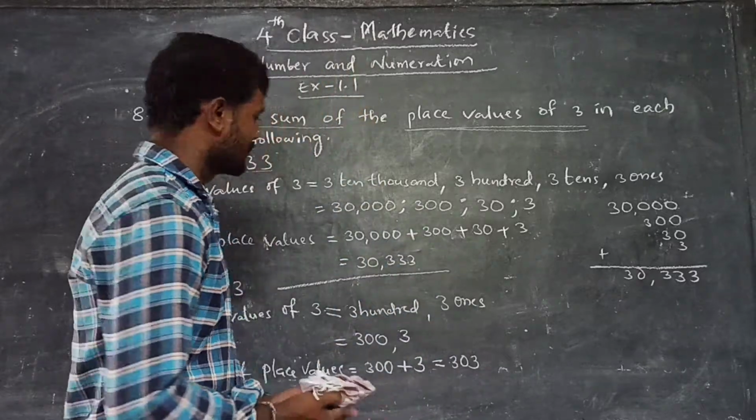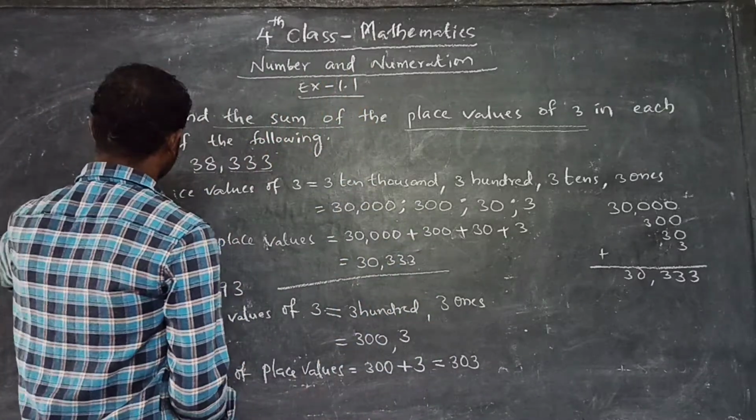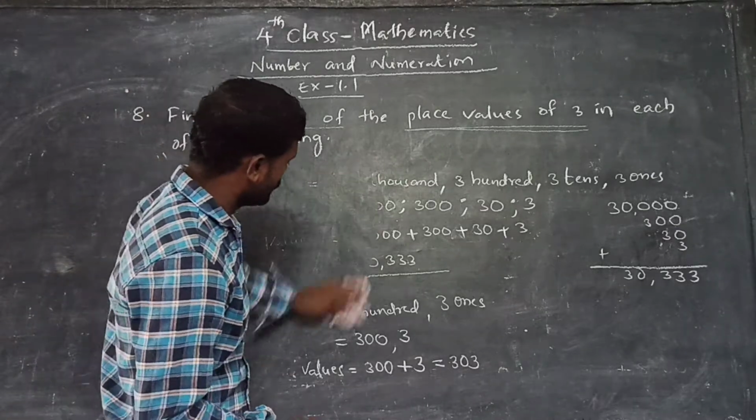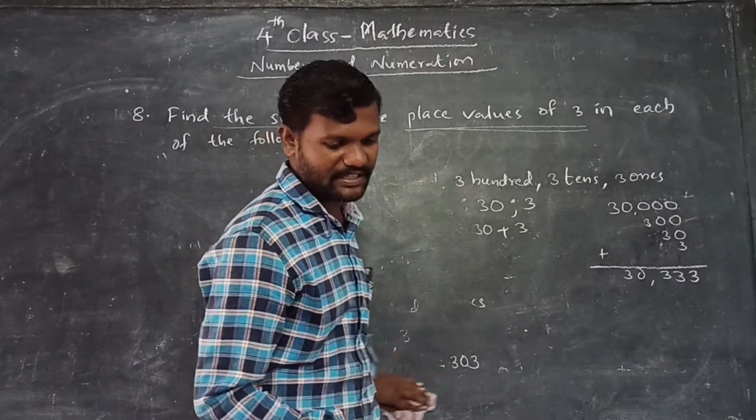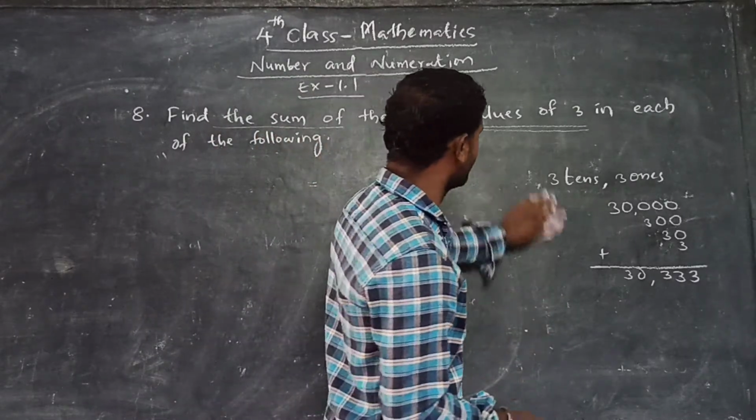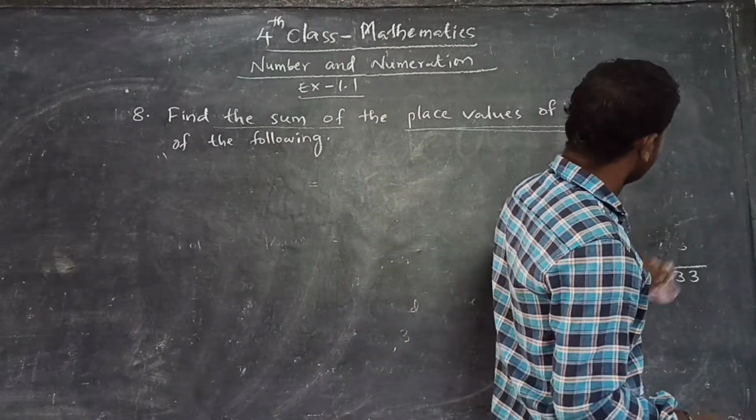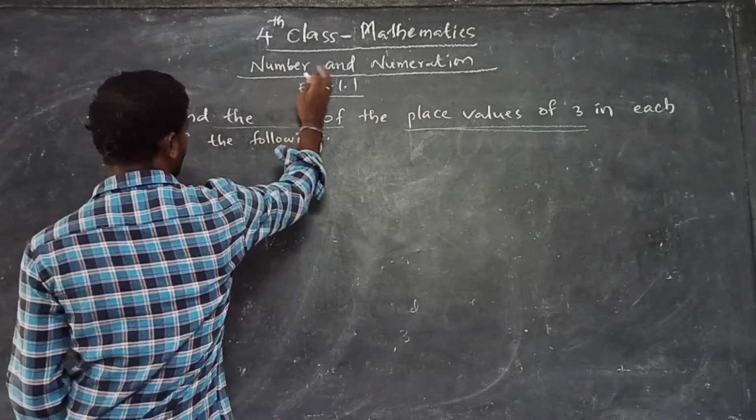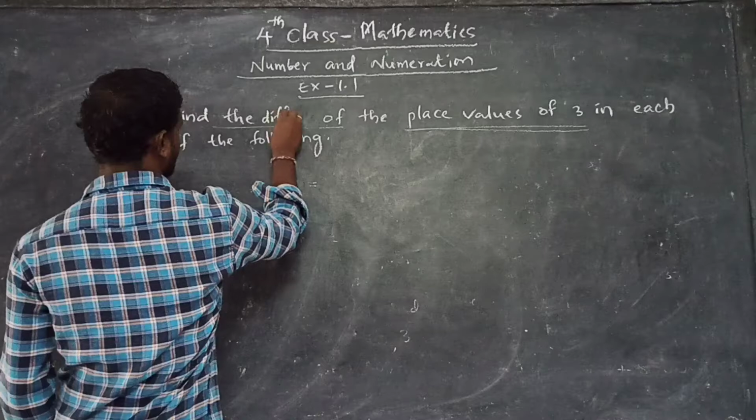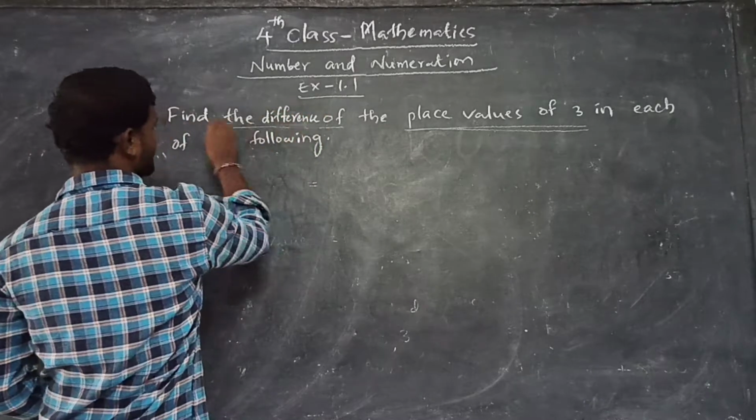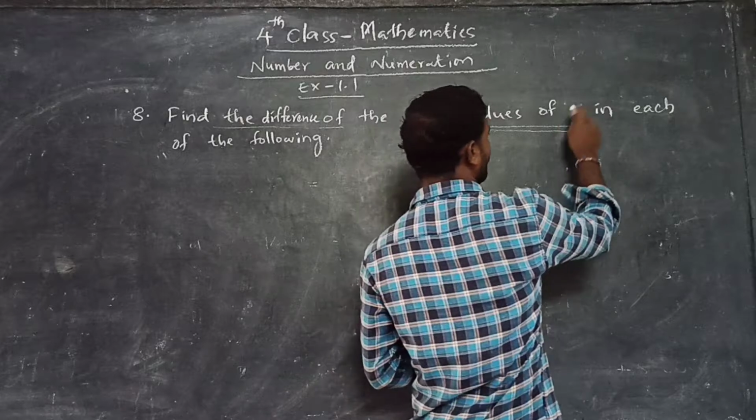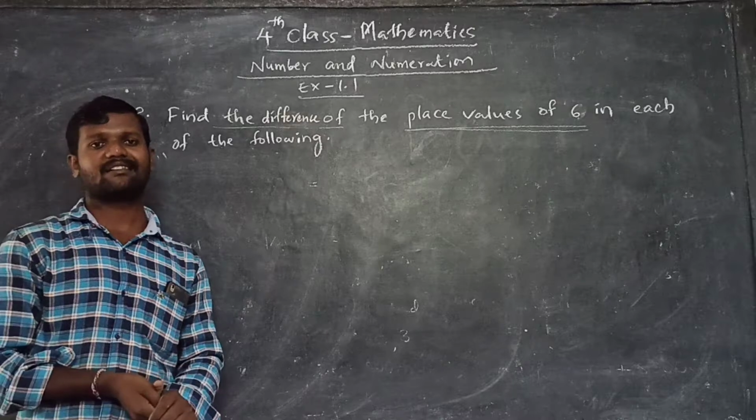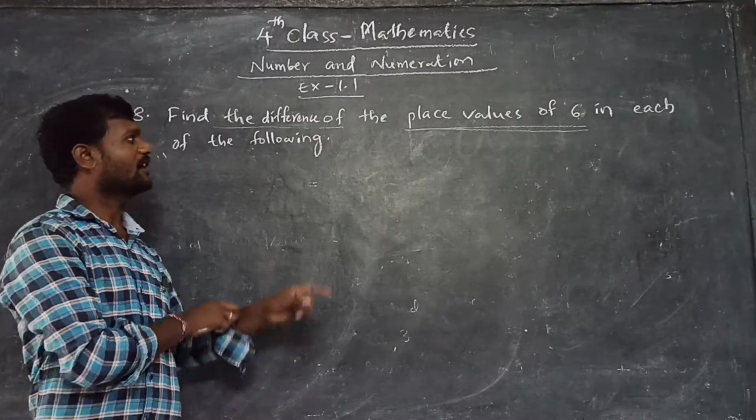Next, 9th bit. What is the 9th bit? Find the difference of the place values of 6 in each of the following. Okay, in place of sum, what do you have? Difference. Find the difference of the place values of 6 in each of the following. In the previous problem we found the sum, and in this problem we have to find the difference.